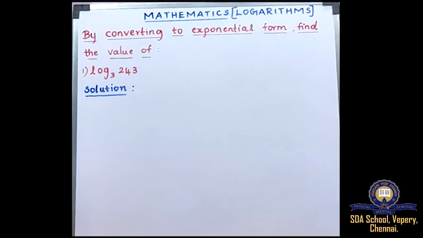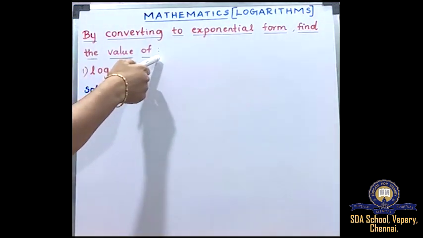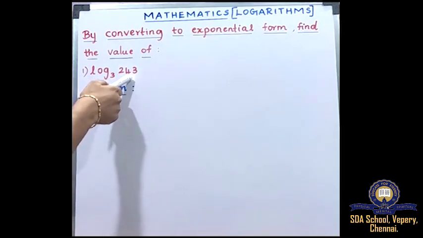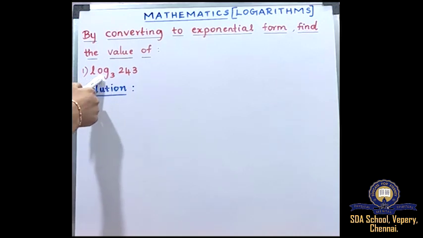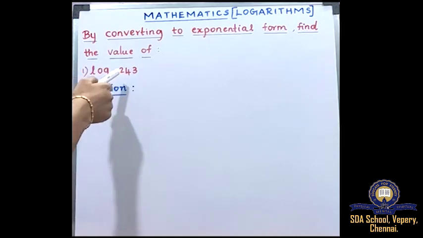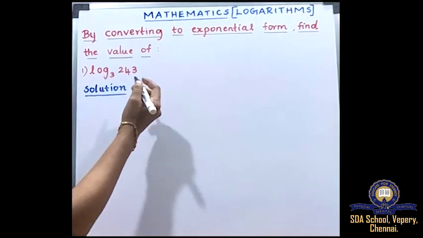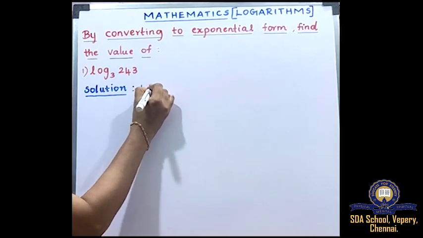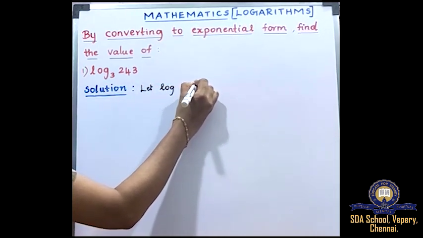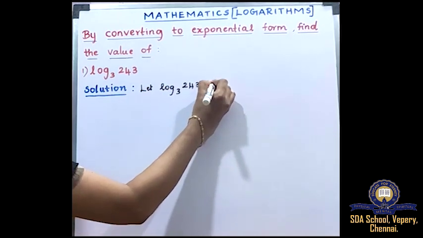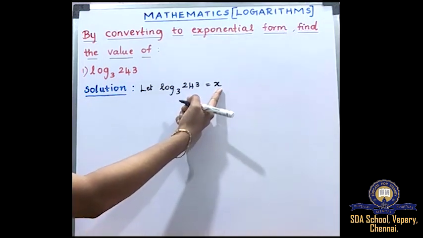So now the second question is, by converting to exponential form, find the value of log 243 to the base 3. So now what you are going to do is find out the value of log 243 to the base 3. Okay. So first let us assume log 243 to the base 3 value to be x. Now you are going to find out the value of x.